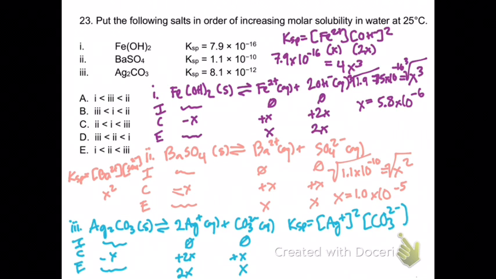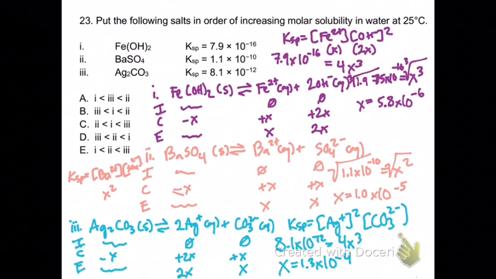So when we plug in everything, we get 8.1 times 10 to the negative 12, that's the Ksp, is equal to, and again, the silver plus concentration is 2x, so we just square both the 2 and the x, so we get 4x squared times x, which is going to give us 4x cubed. Divide both sides by 4 and take the cubic root, just like we did with the math up here, and we'll end up getting that x is equal to 1.3 times 10 to the negative 4th.